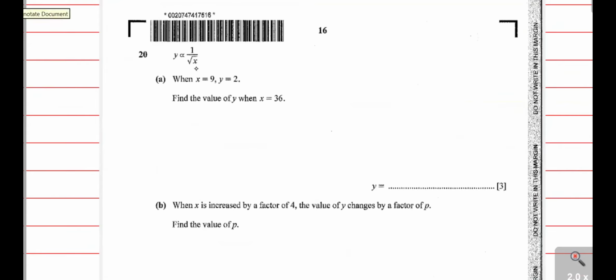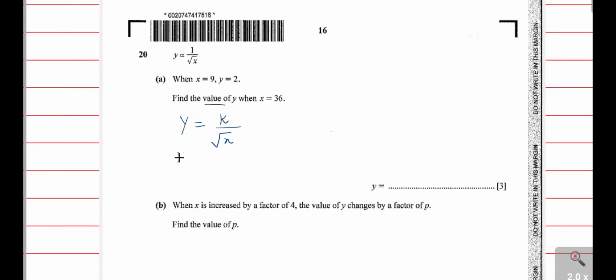Now we move to the next question. Question 20, y is inversely proportional to 1 over square root x. When x equals 9, y equals 2. Find the value of y. Y is inversely proportional to 1 over square root x. We can write this as y equal to k over square root x. K is a constant here.